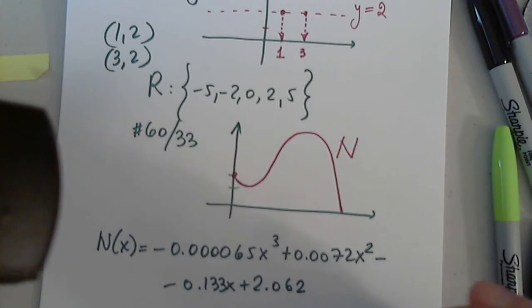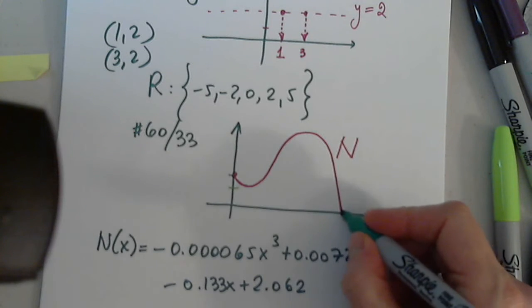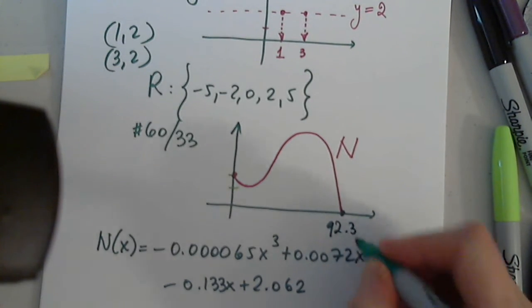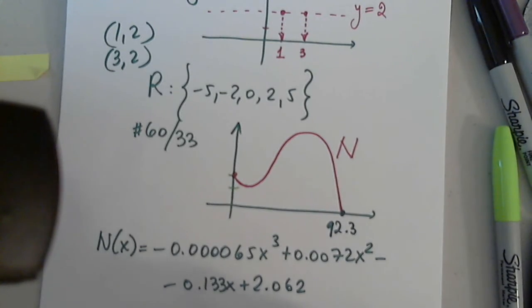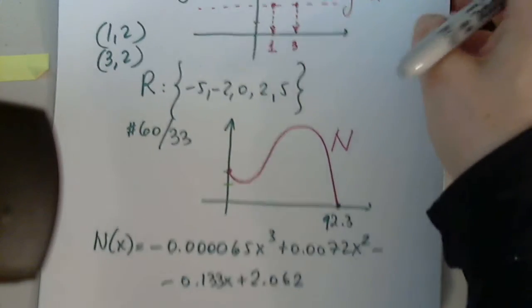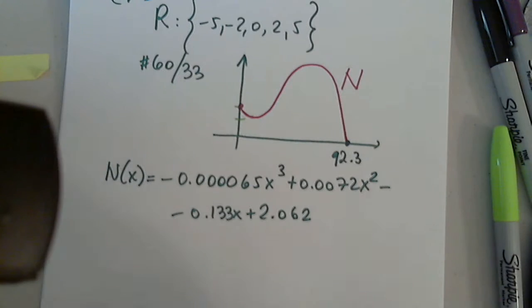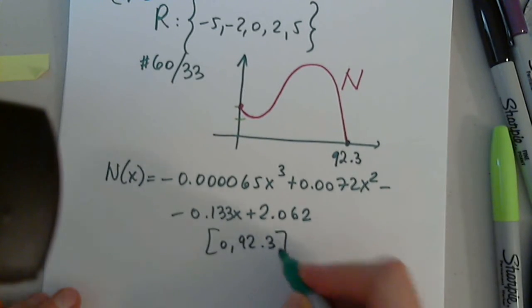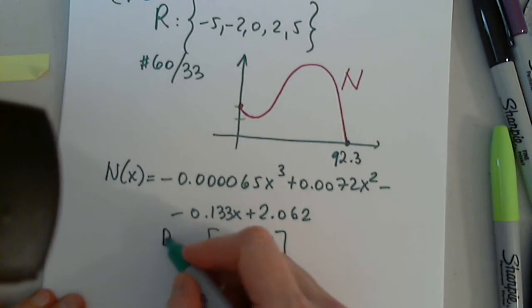And looking at the graph, use the graph to determine the domain of n. You see on the x-axis, they're giving us that point. There is a tiny arrow saying 92.3. Can anyone read the domain for this function for us? Bracket 0, comma 92.3 bracket. Excellent. That's exactly what I just wrote. That's our domain for the function.